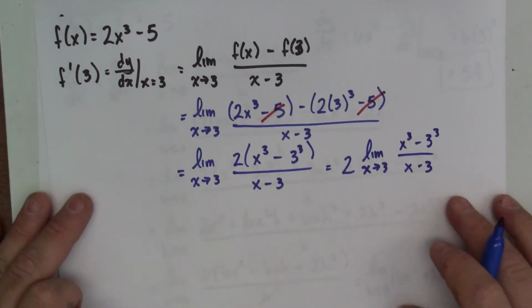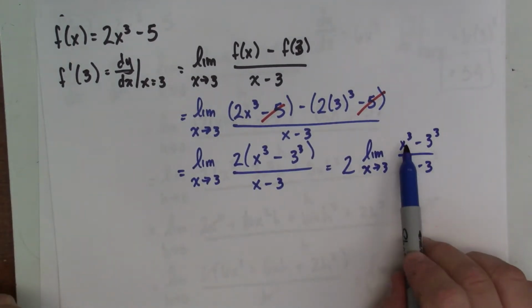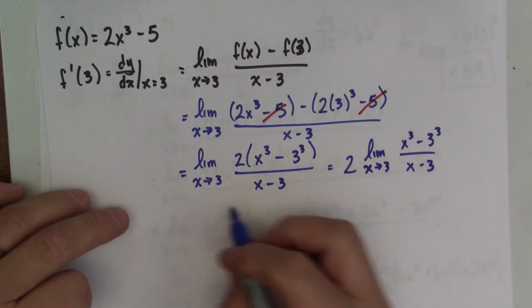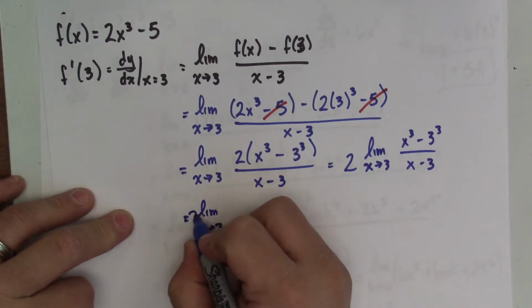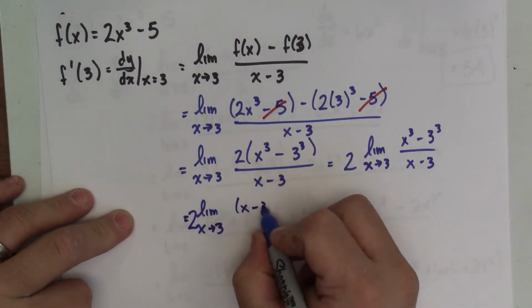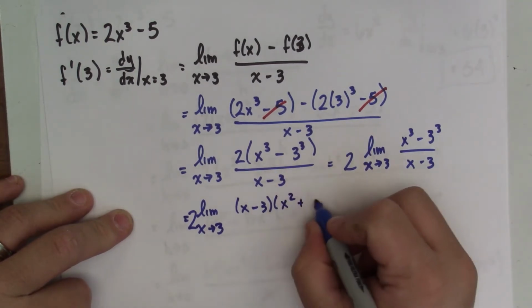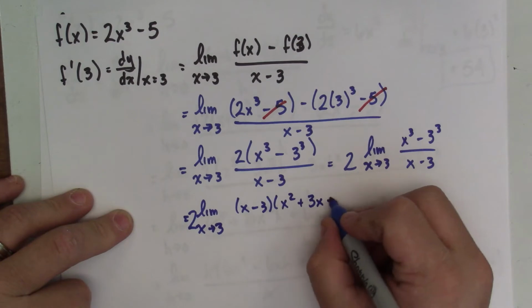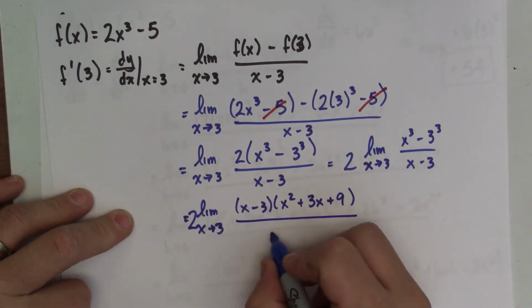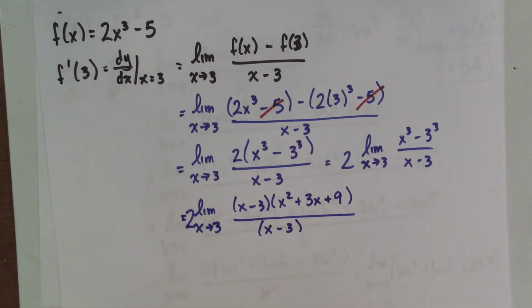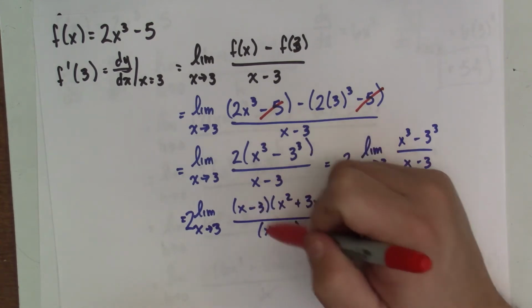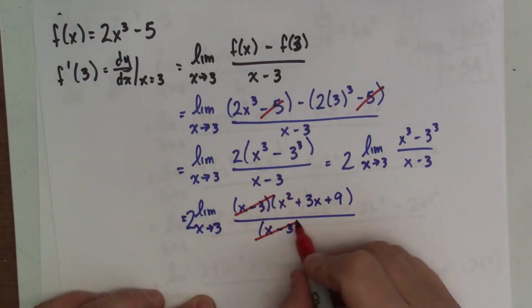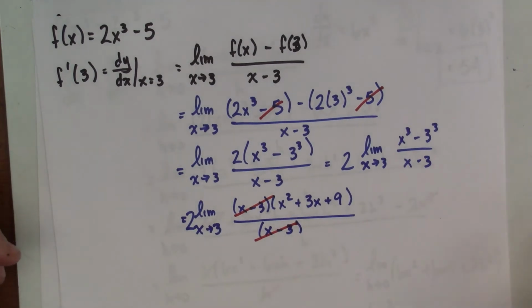Now here's one of those moments where that old algebra is coming back to roost. I've got the difference of two cubes, and using my rules about the difference of two cubes, I can rewrite this, forgot my 2 out front, as x minus 3 times x squared plus 3x plus 9 over x minus 3. And hey, look, we're right back to that situation where on top and bottom, these two things are the same. Now, I'm not concerned with when x is exactly 3. I'm concerned with what this thing is doing as it gets really, really close and what's going on around it.